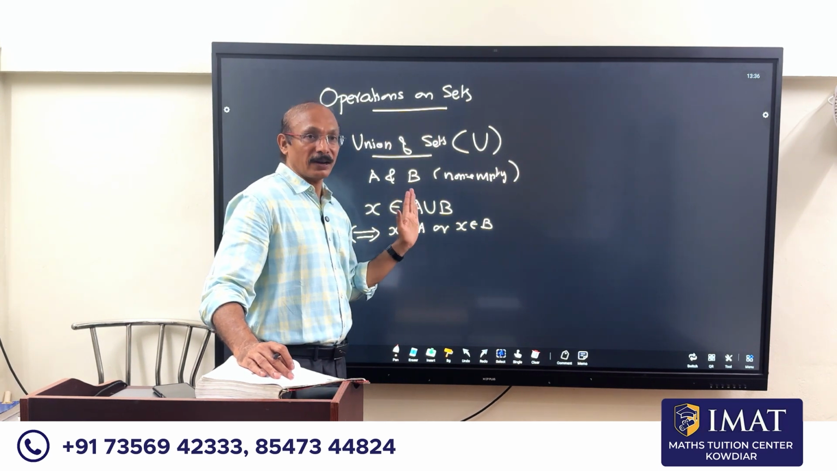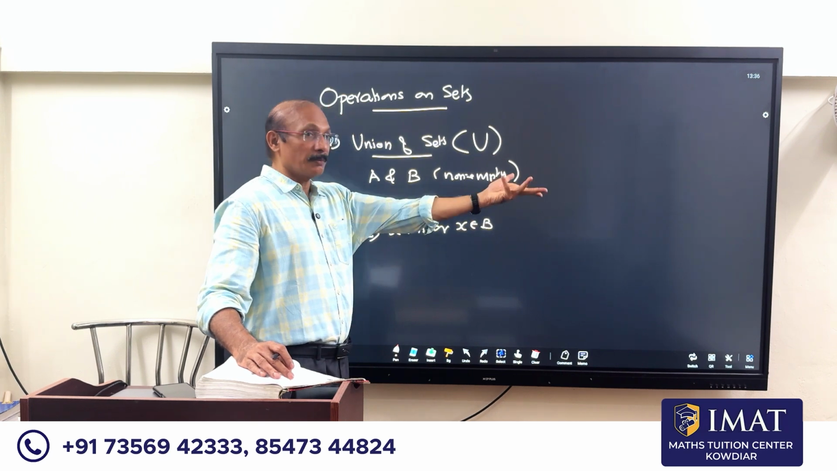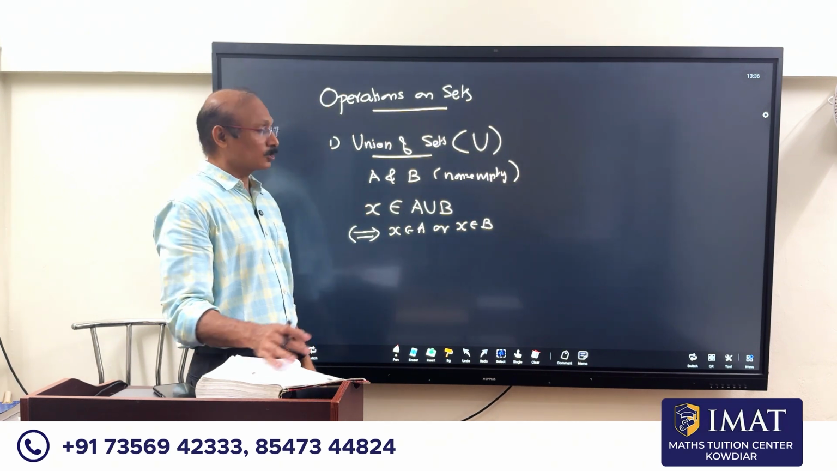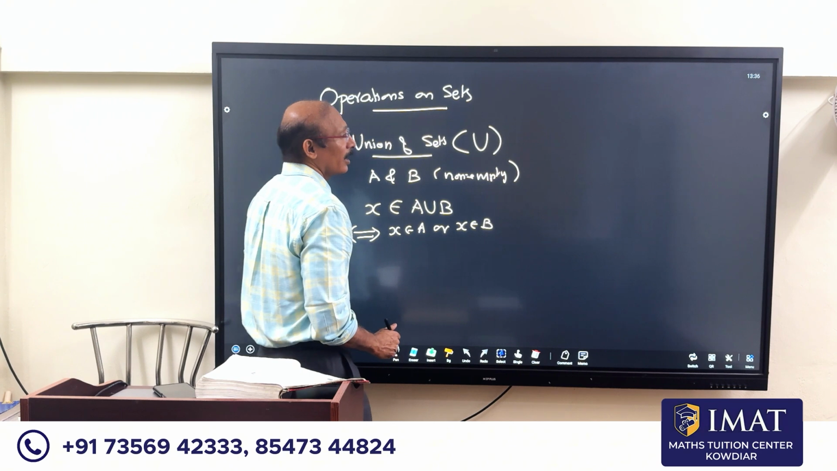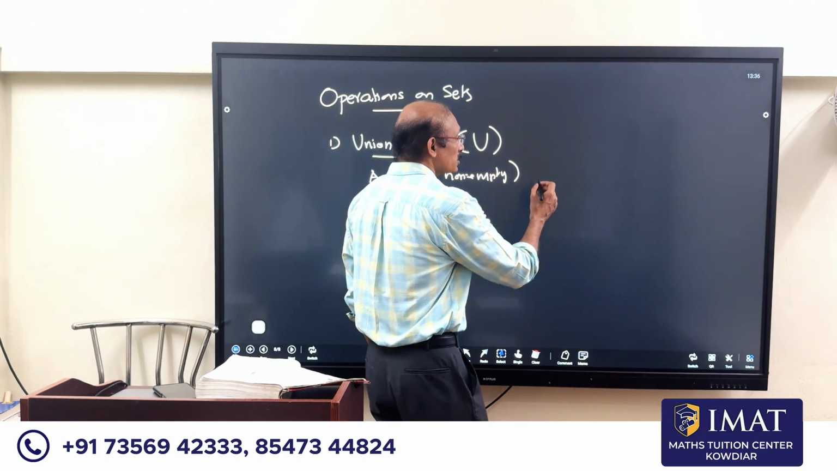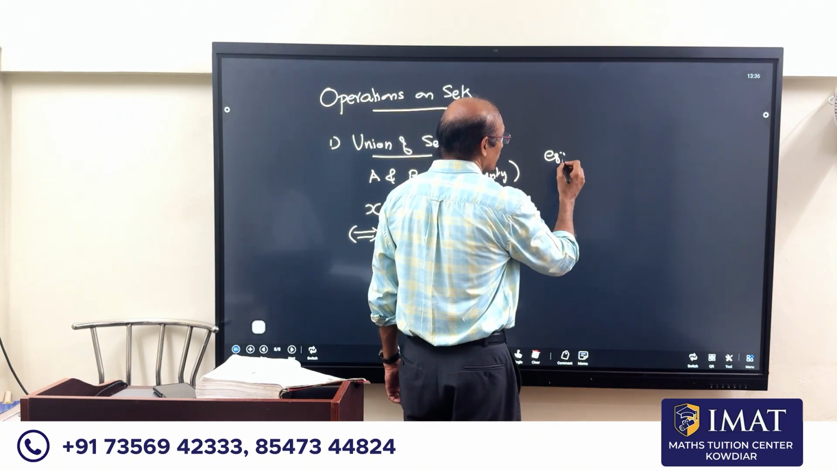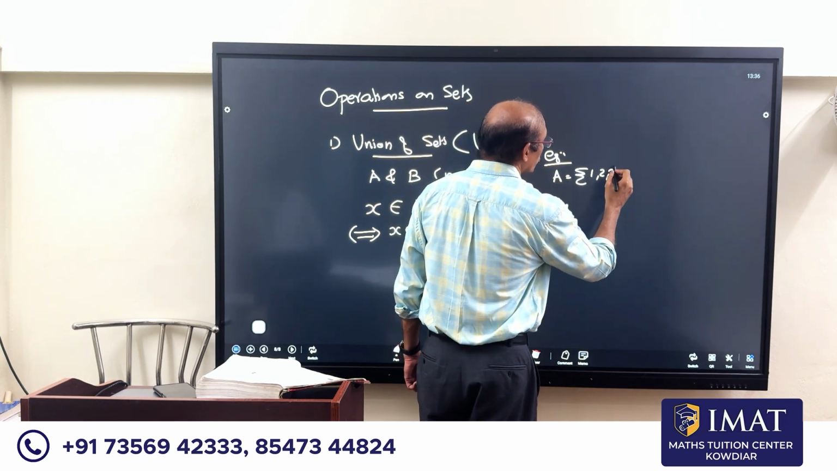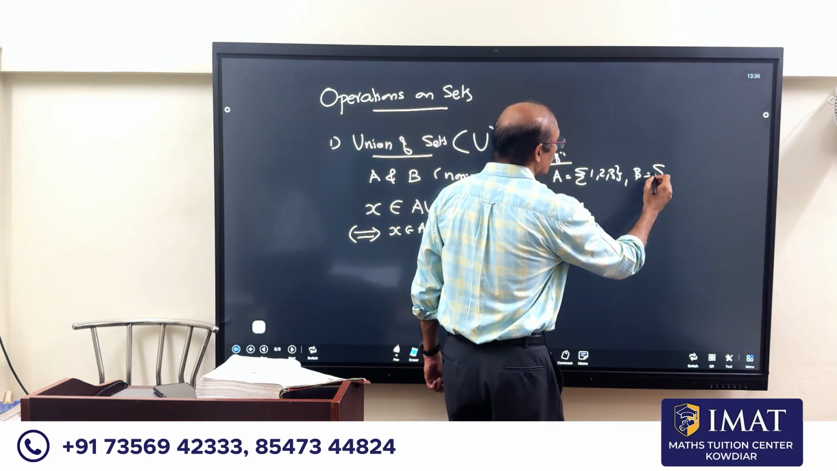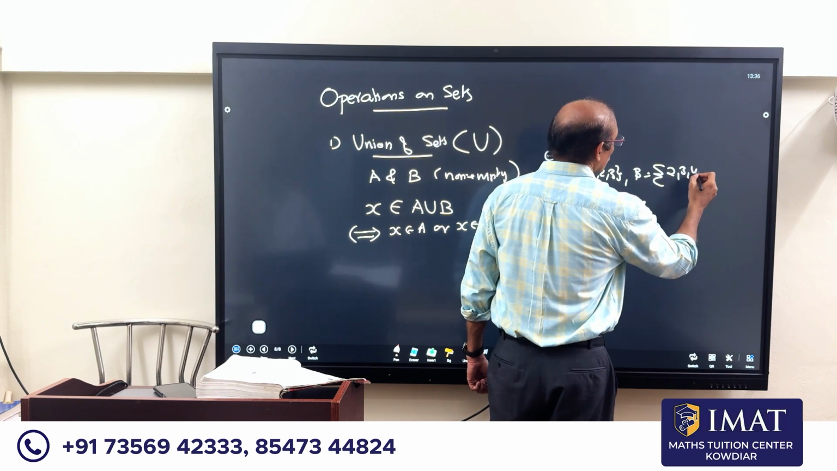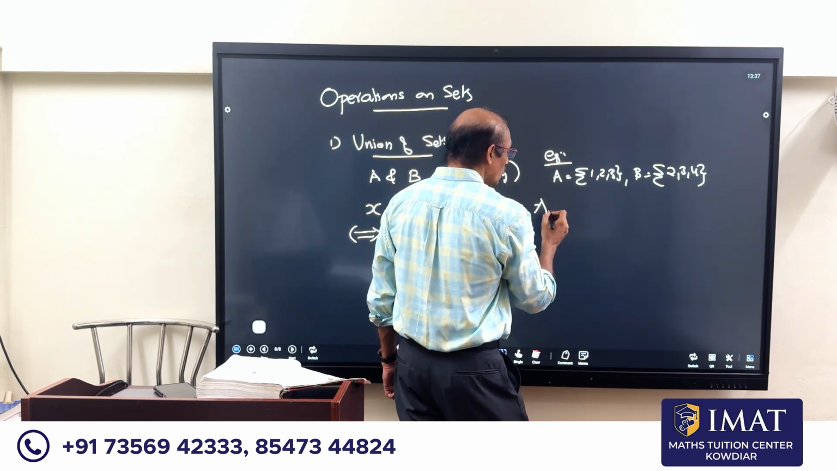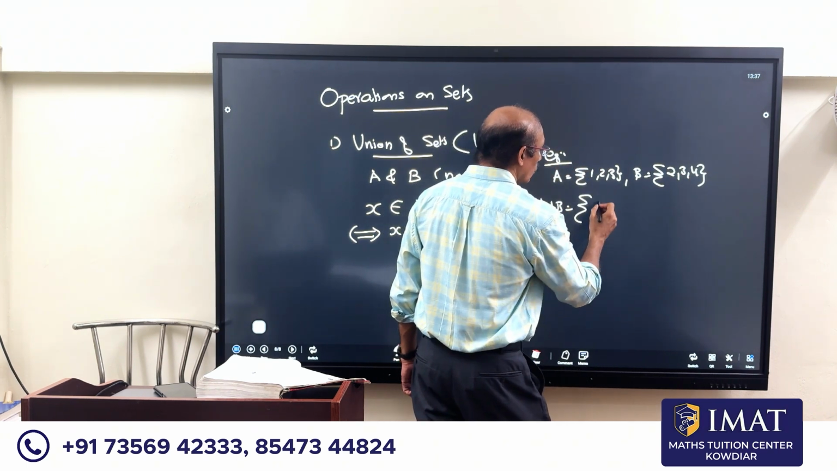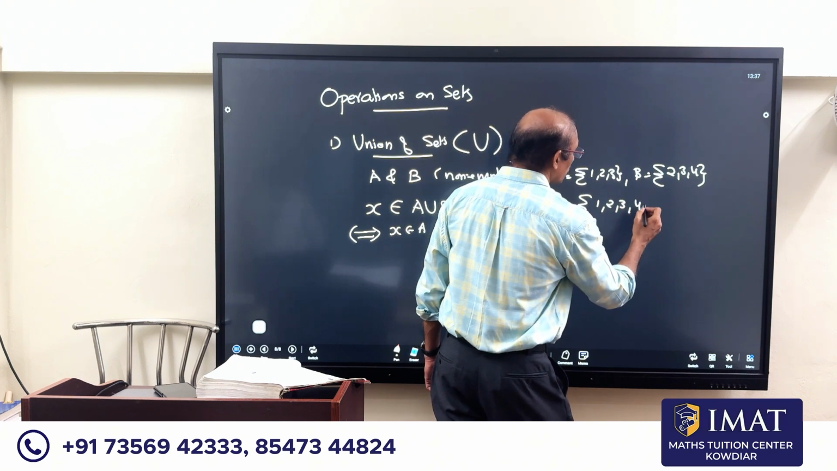Either case must happen. Either it should be in A or in B. It can be in both also, no problem. So this is what you mean by saying X belongs to A union B. Say for example, if I say A set contains 1, 2, 3 and B set contains say 2, 3, 4. See, A union B is 1, 2, 3 and 4.